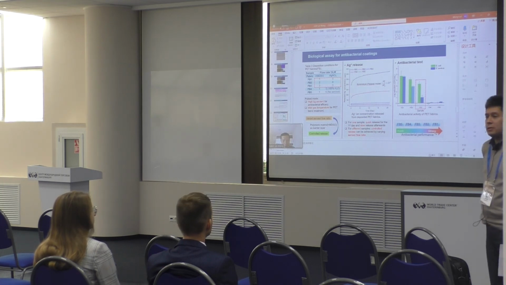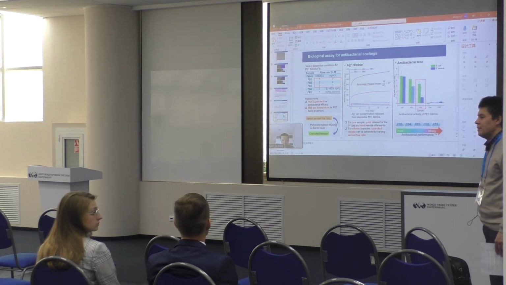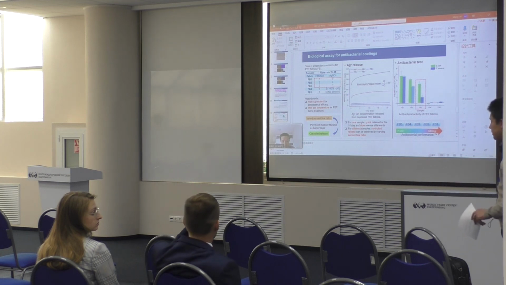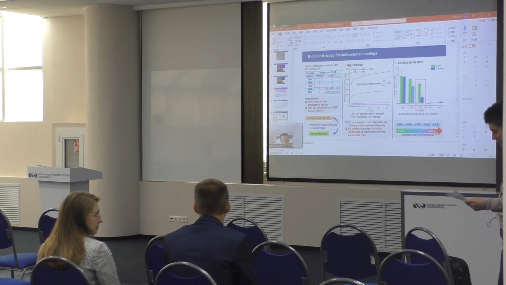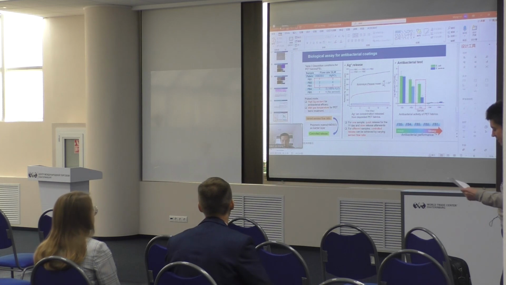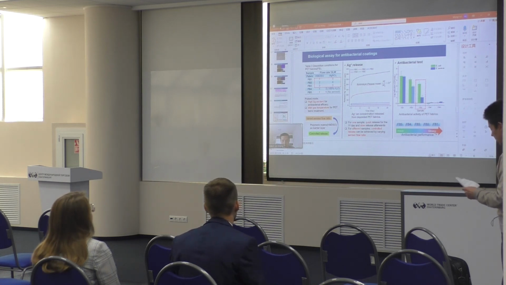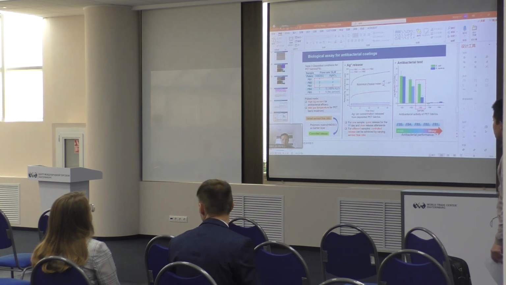Does anybody have questions? Once more. Okay, I have one more question. What is the reason for the two-phase nature of the release of silver ions from your coatings?